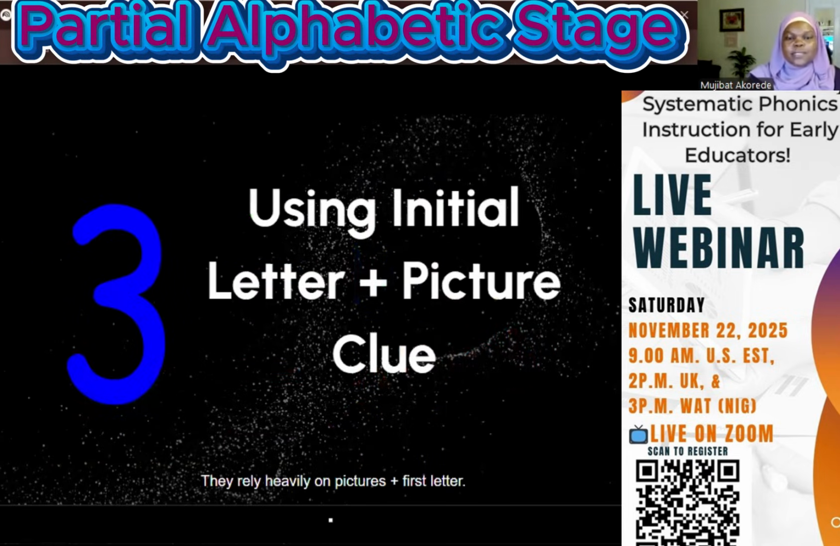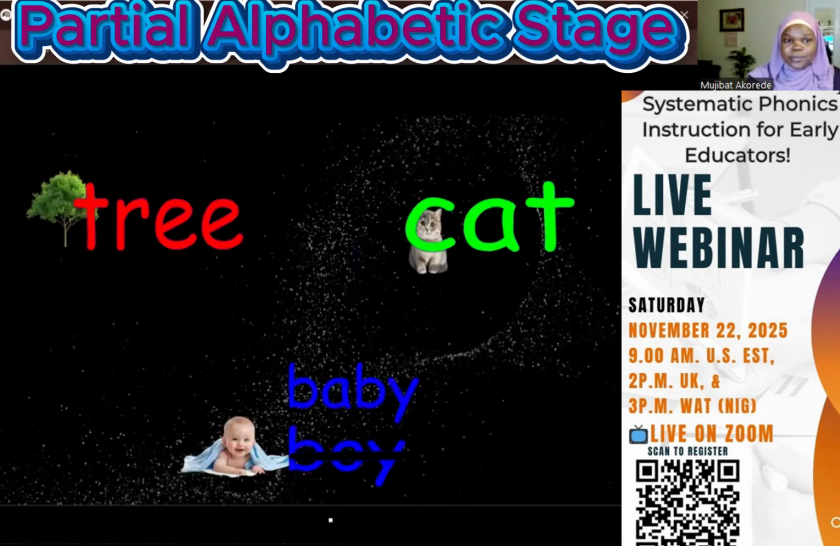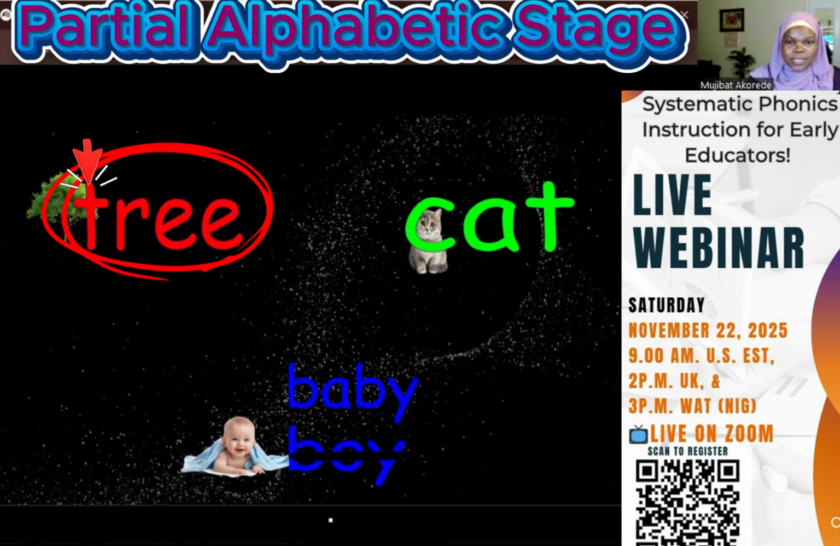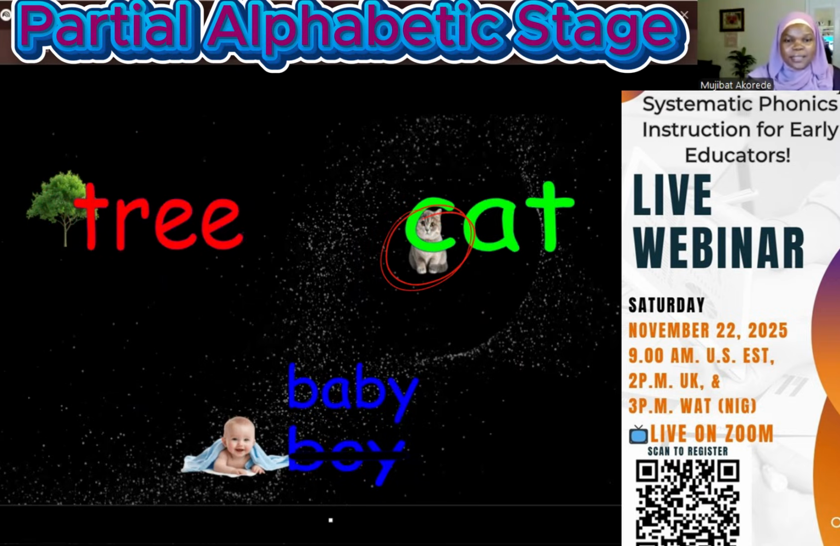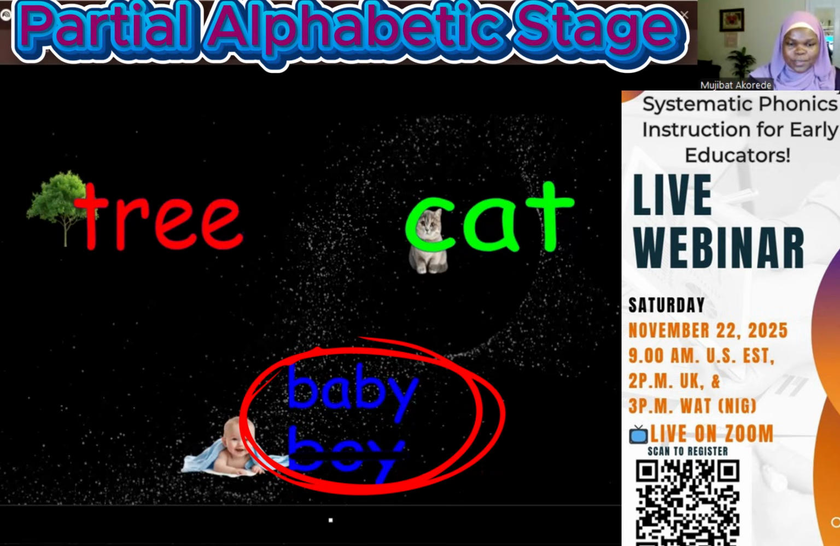Another example is using the initial letter plus a picture clue. They rely heavily on the pictures and the first letter. Here's an example. They know this is a tree, the T, then the picture of a tree, they connect it together. When they see the cat and they see the beginning of the word, they connect together and this word should be cat. Then when they see baby, sometimes they can get confused. When they see boy, they can call it baby because both begin with B.